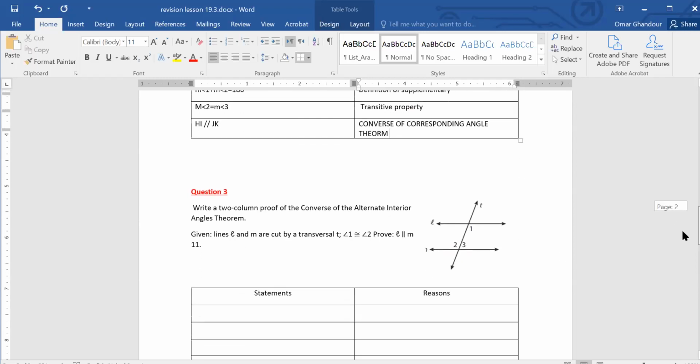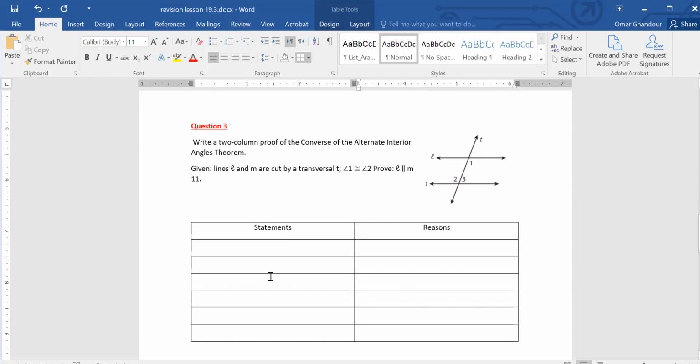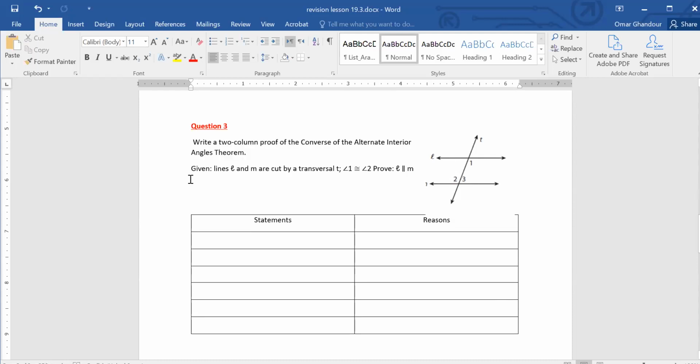Okay, question 3. Let's go to question 3. Write a two-column proof of the converse of the alternate interior angle theorem. Given that lines L and M are cut by the transversal T, and angle 1 is congruent to angle 2. You are given that angle 1 is congruent to angle 2. Prove that L is parallel to M.